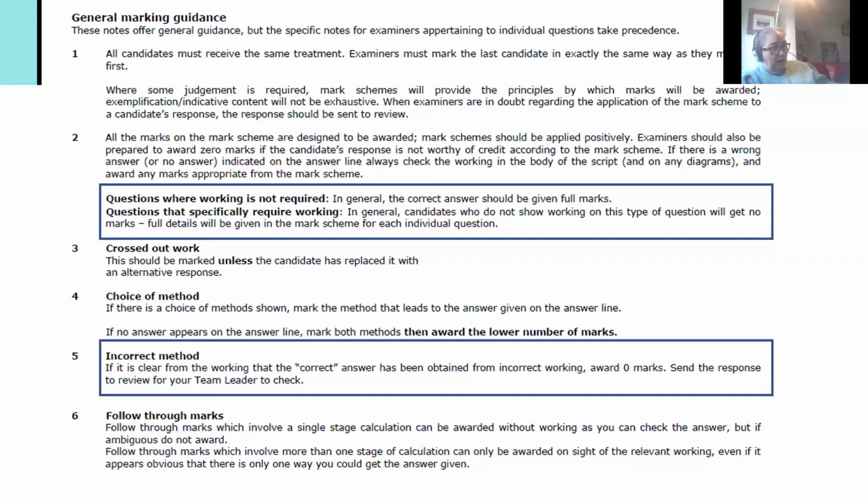Choice of methods, you will see an example of. Crossed out work, you'll see an example of, I think. Yes, you will. Incorrect method. This is one to look out for in terms of where it is obvious that their answer has come through incorrect working. That's one I'm really conscious of.